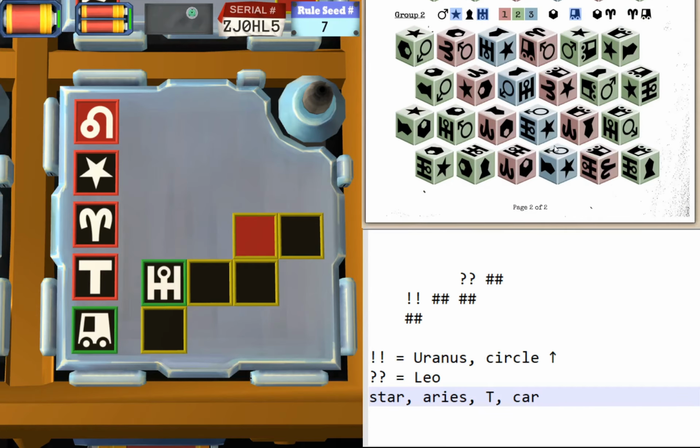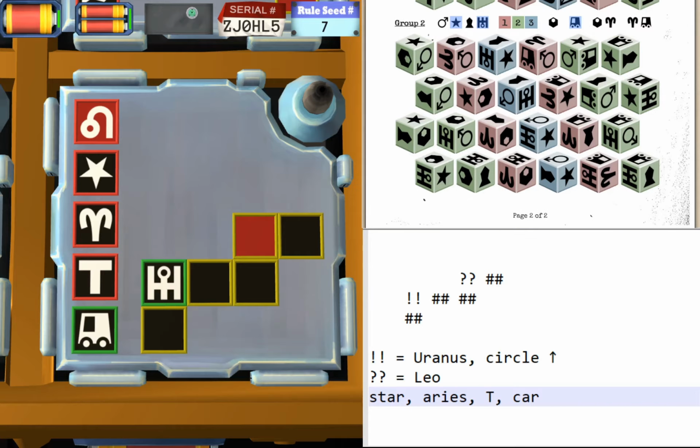Secondly, in the bottom group, we want to find a cube that has a star, a Uranus, and this weird car, and it turns out that's this one. Okay, so which one of these has the already pre-filled shape? Well, that's the Uranus, so that would be this cube. So we're going to use this cube first.